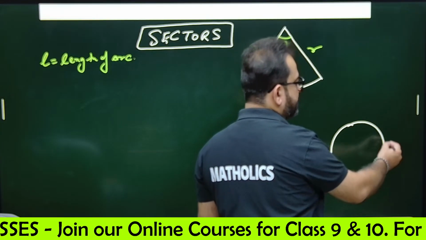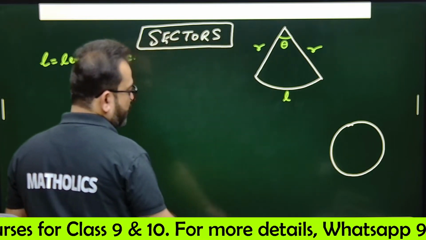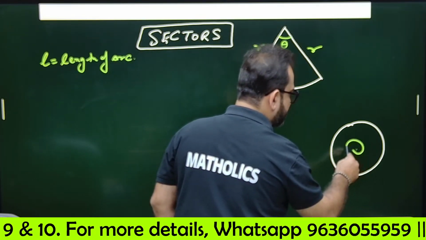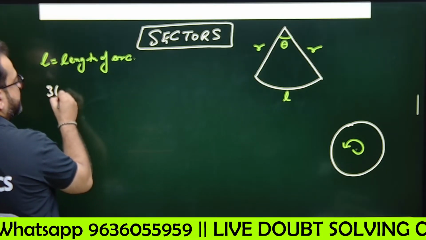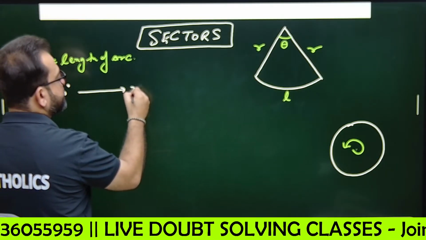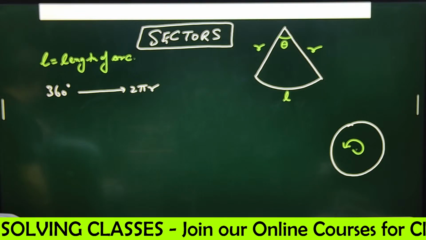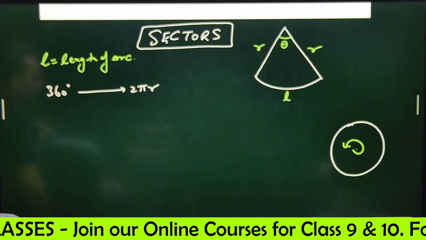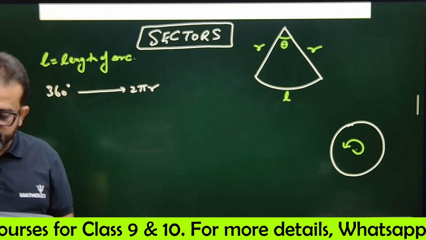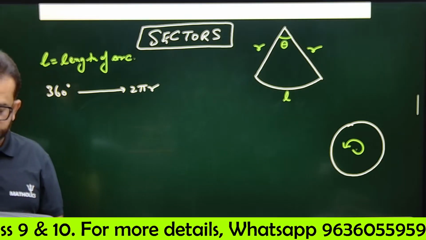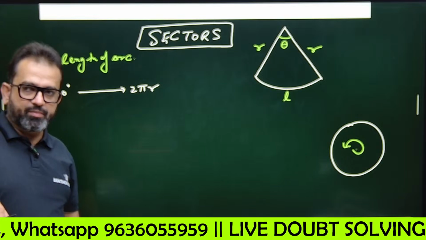See, if this is the complete circle, the length of arc is 2 pi r, the circumference. So what is the central angle for this? If the central angle is 360 degrees, the length of arc is 2 pi r. Yes or no? Understood this point? If the angle is 360 degrees, the length of arc is 2 pi r. How many of you understood this point? Sorted? Yes. Okay. Can we move forward?